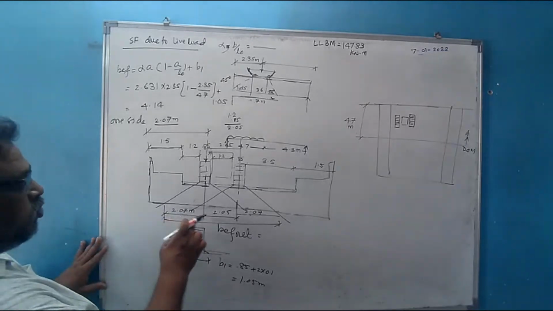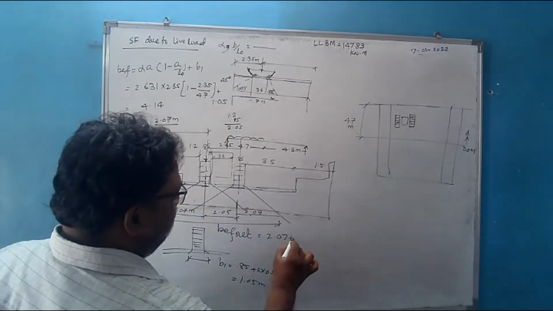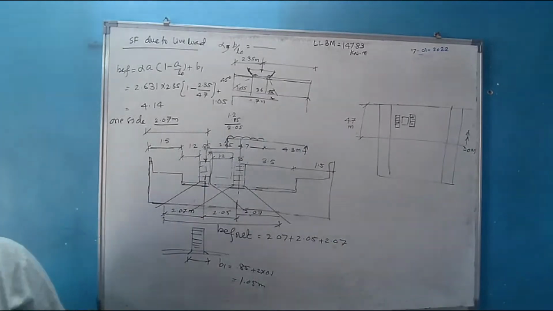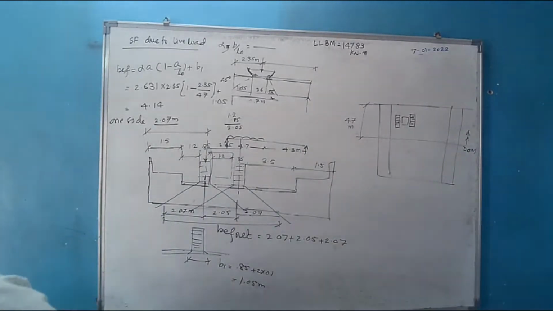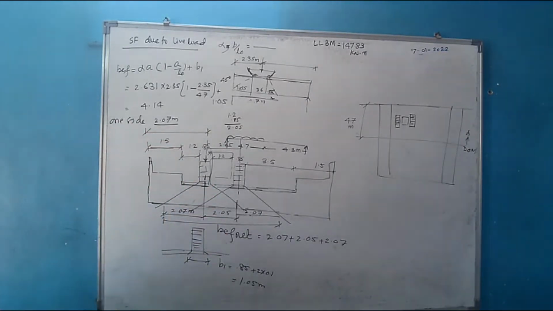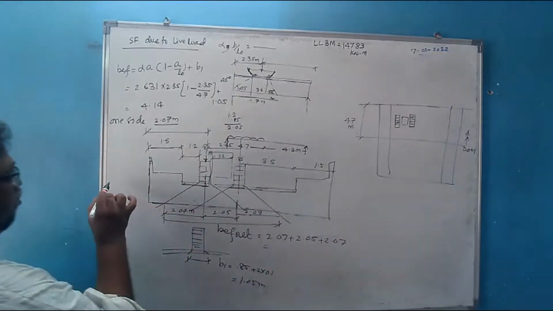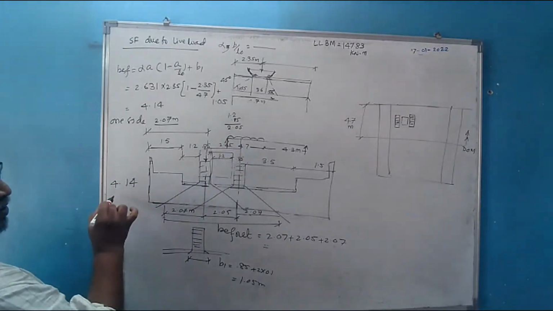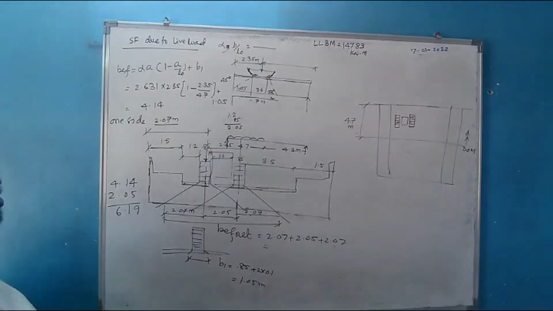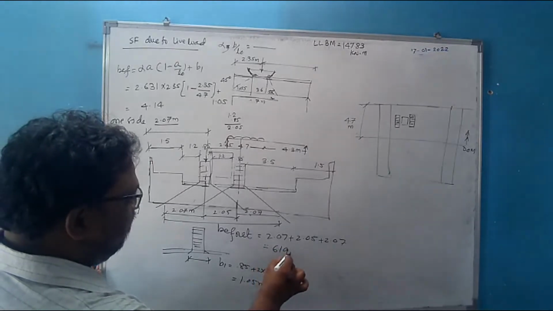So what is the effective B? That will be equal to 2.07 plus 2.05 plus 2.07. Whatever answer you give me, I will explain the solution in reference to it. If you give me a wrong answer, we are going to get a wrong solution. So how much will it be? 4.14 plus 2.05, so it is 6.19. The effect of this load will be for a width of 6.19 meters.